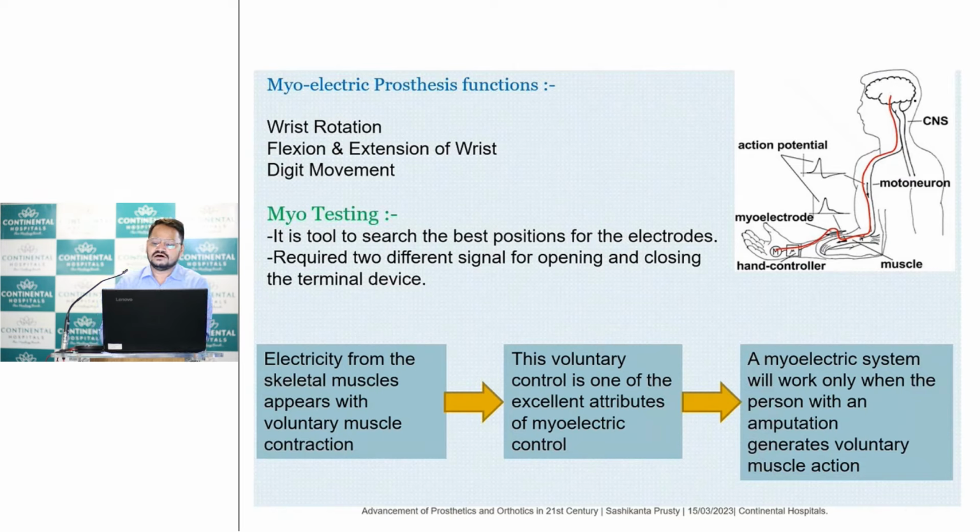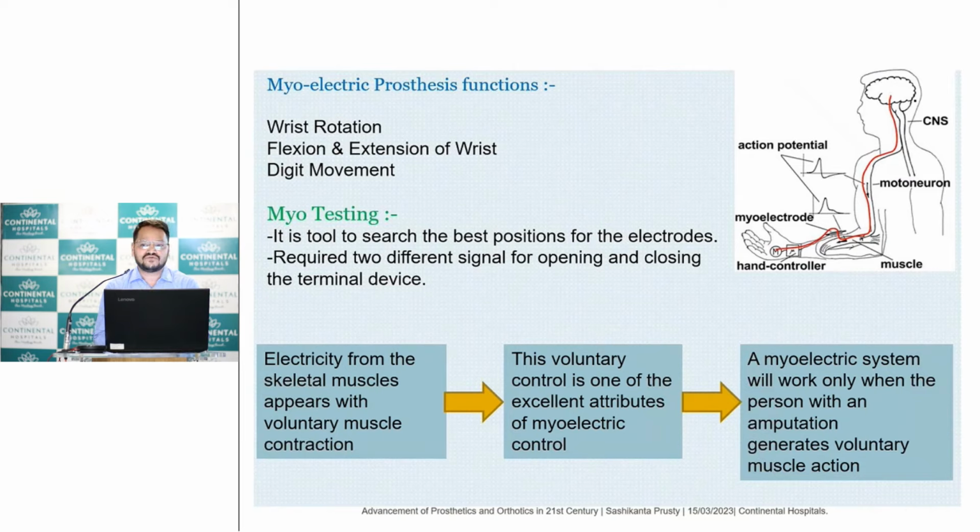Now, how does it work with the brain? Electricity from the skeletal muscles appears with a voluntary muscle contraction. Voluntary control is one of the excellent attributes of myoelectric control. A myoelectric system will work only when the person with the amputation generates voluntary muscle action. We can't put a myoelectric prosthesis on everybody unless they have good control and good action potential available. If no muscle contraction is available, it is very difficult to put on a myoelectric prosthesis.